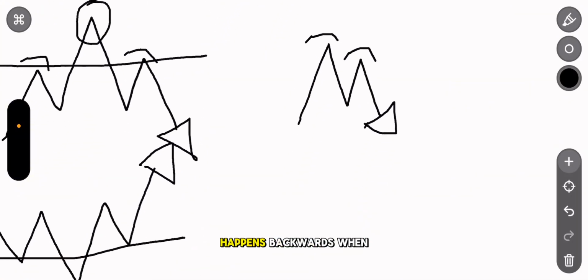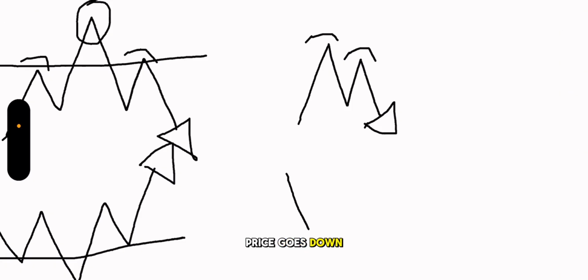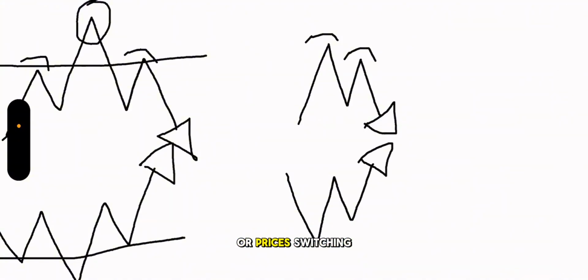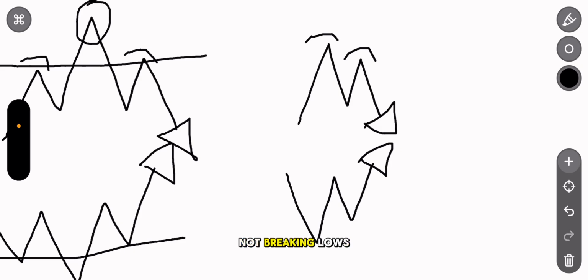The same thing happens backwards. When price goes down, comes up, goes down again, but creates a higher low, it is indicating that price is switching direction, because now it's not breaking lows. It's now creating a higher low, which shows that price is now uptrending. And the same thing for the opposite way.